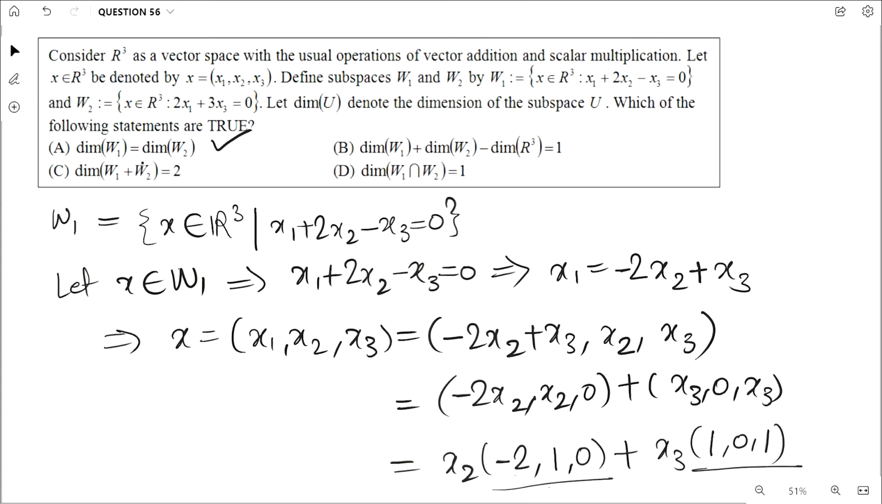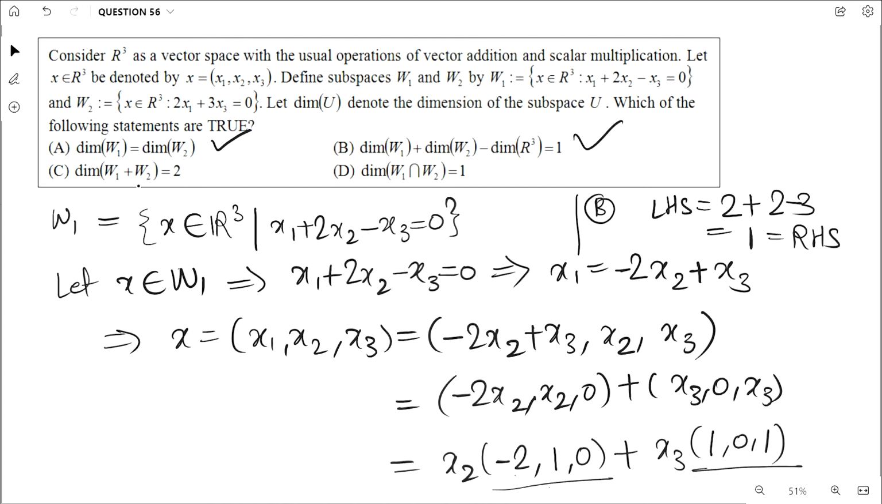So let's check option B. For the B part, the LHS is equal to dimension of W1, which is 2, plus dimension of W2, which is also 2, minus dimension of R3, which is 3. That is 2 plus 2 is 4, and 4 minus 3 is 1. So it is equal to the RHS. Therefore option B is also true.